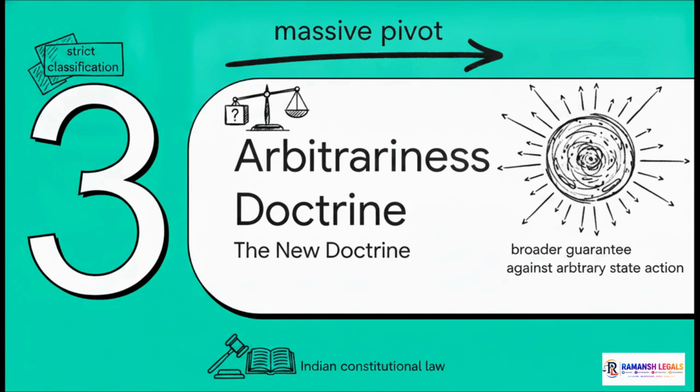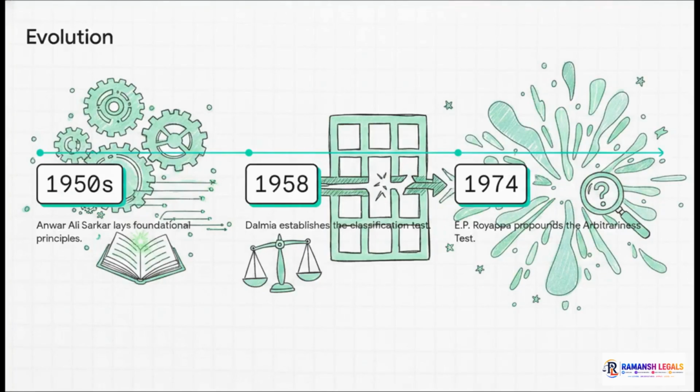Moving on to Section 3, we're going to see how this builds into something even more powerful, the Arbitrariness Doctrine, also known as the New Doctrine. If we trace this shift chronologically, we started in the 1950s with Anwar Ali Sarkar laying down the foundational principles. Then, 1958 gave us the Dalmia case, which established that rigid classification test we just talked about. But then, look at 1974. That is the transformative E.P. Royappa case, where this brand new arbitrariness test was propounded.